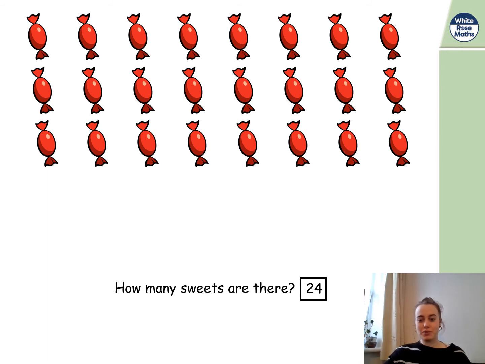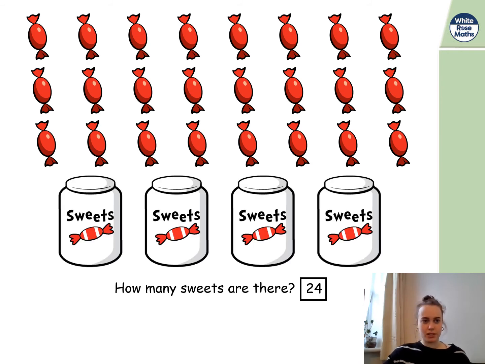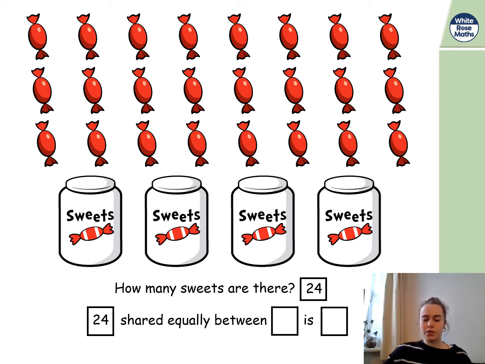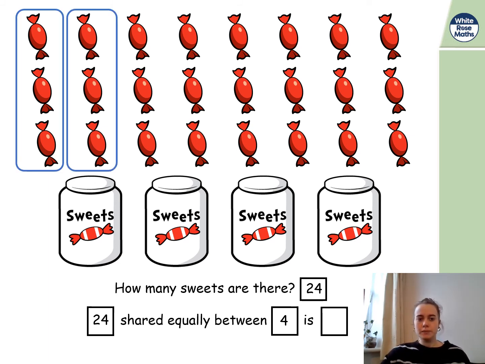Again, I've got 24 sweets. Now this person's very lucky, so many sweets. But this time I have 4 jars. So how many groups do I need to make? I need to make 4. So I have 24 shared equally between 4. So 24 sweets shared equally between 4 jars. What is that going to be? If you want to, you can pause the video and have a go at working it out for yourself. If not, carry on and I will show you how to do that.